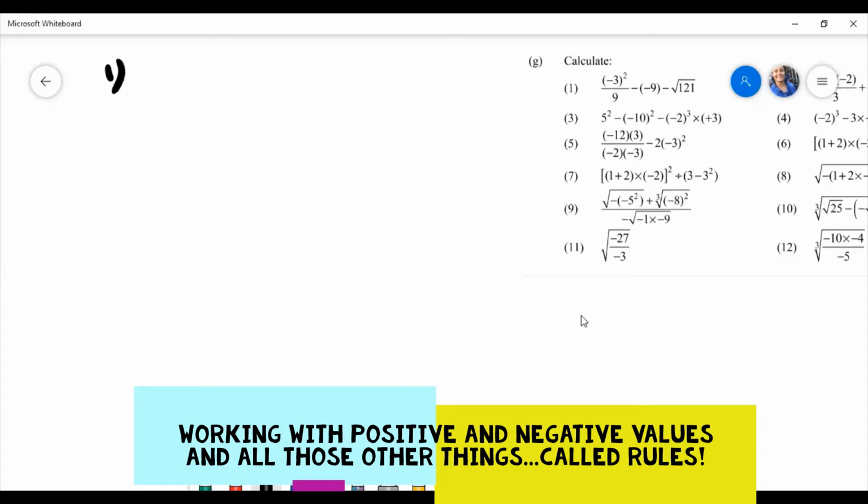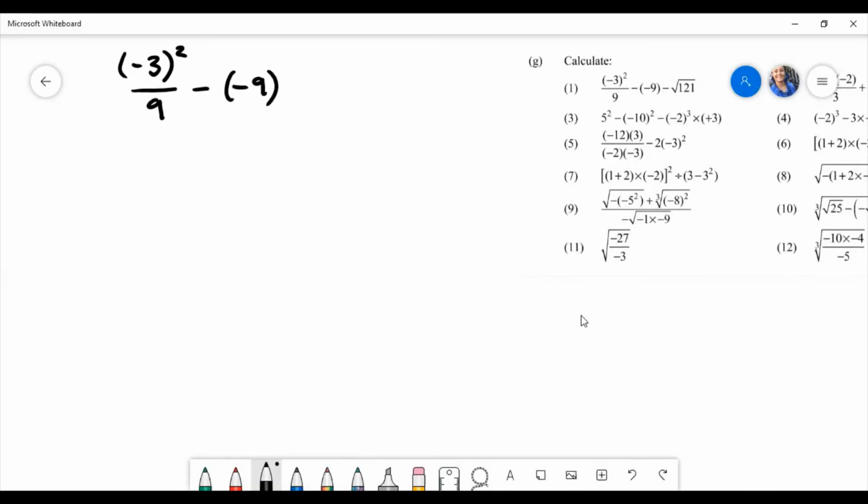Number 1, we'll start by first looking at the way we lay it out. So we want to help our brain and our eyes to see what comes first. And we have a negative 3 to the power of 2 over 9, and then a minus, and then in the bracket a negative 9, and then we have a minus square root of 121. A lot of things happening here.